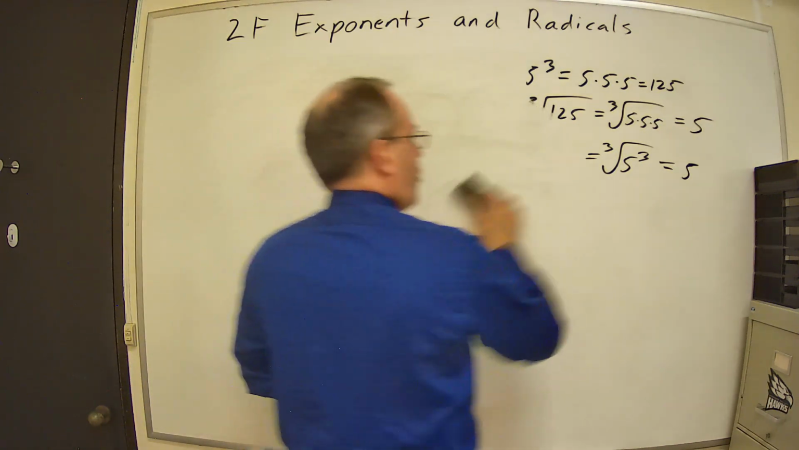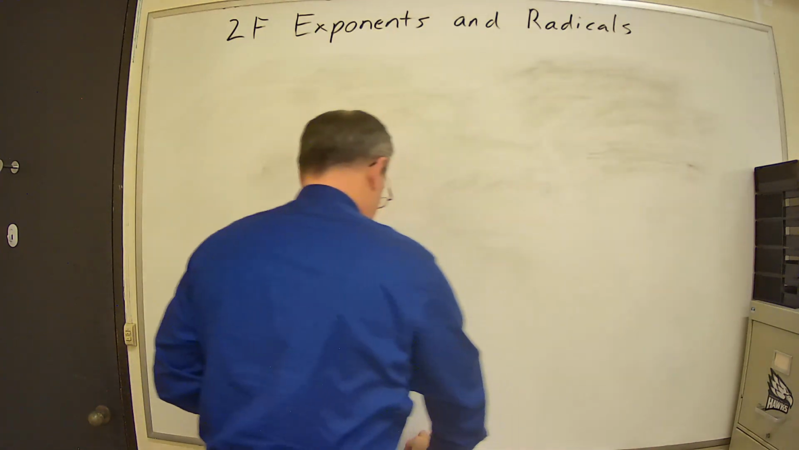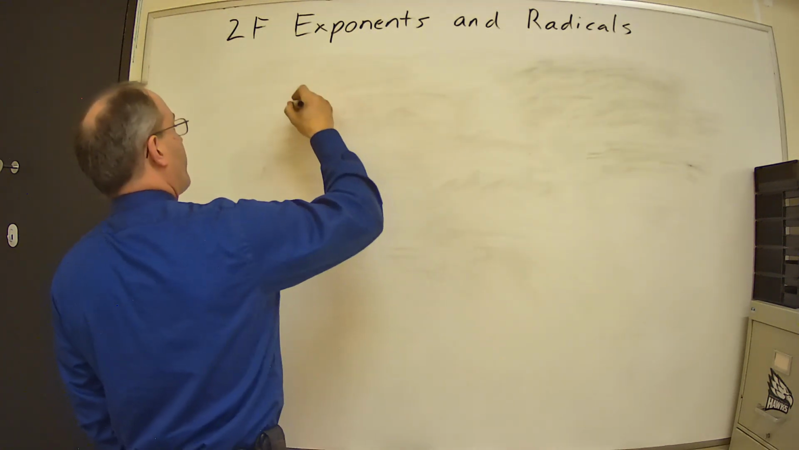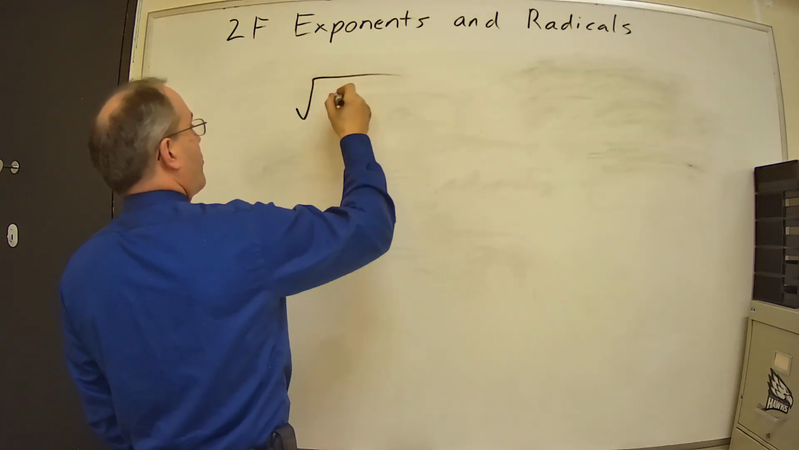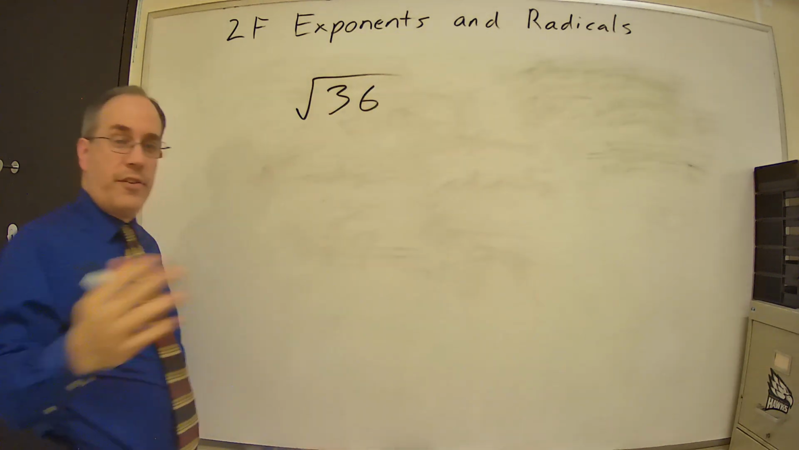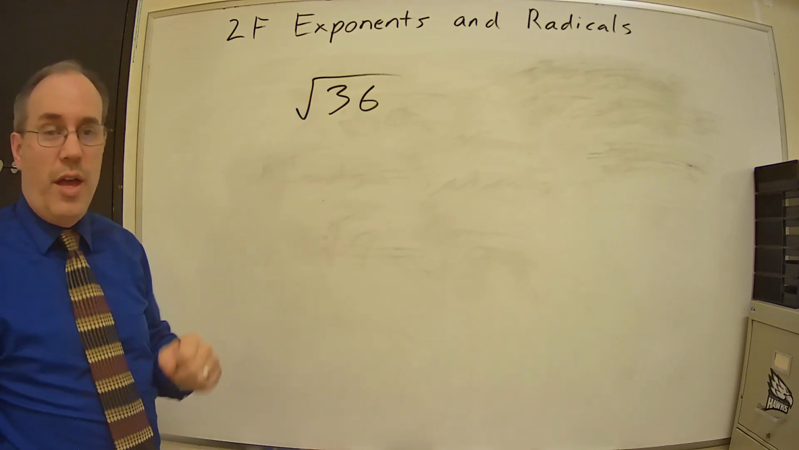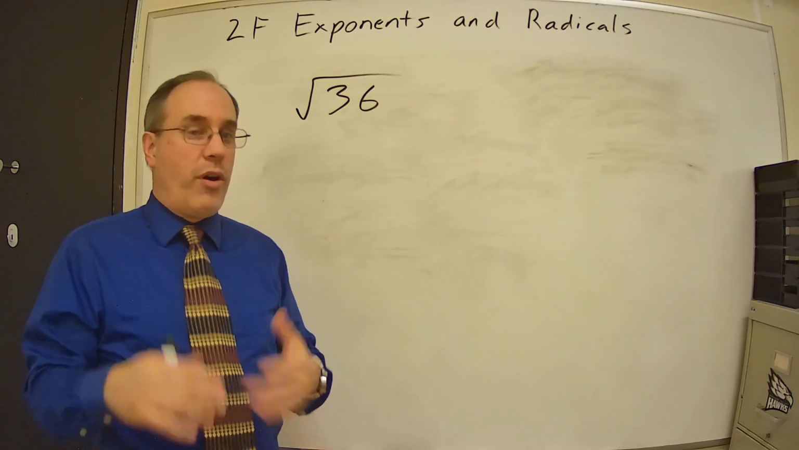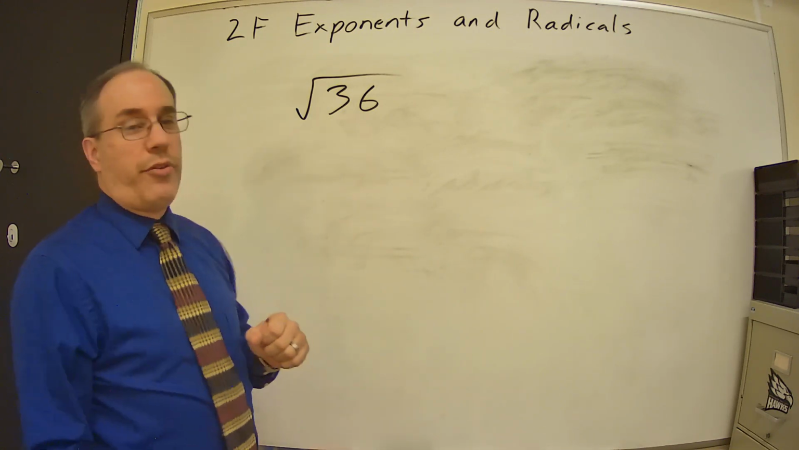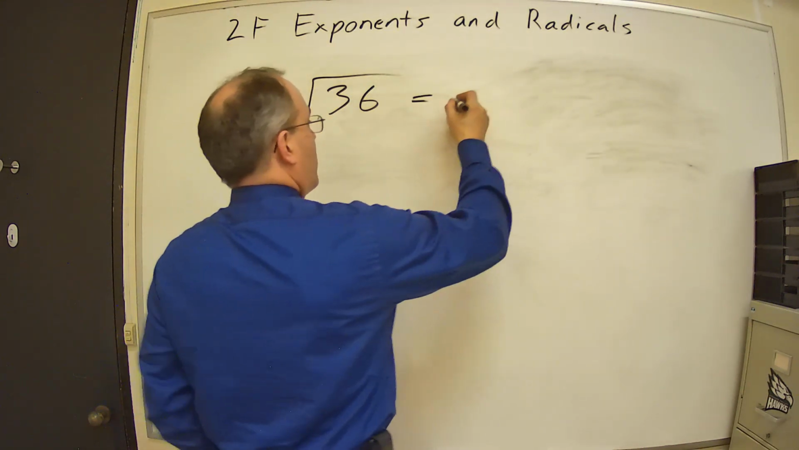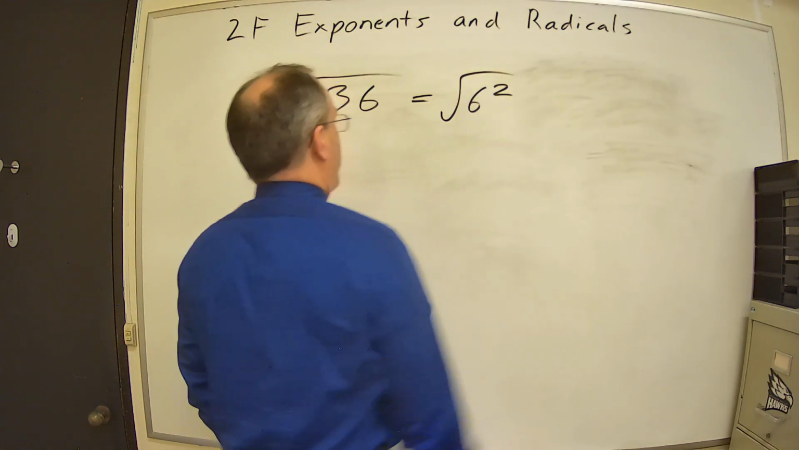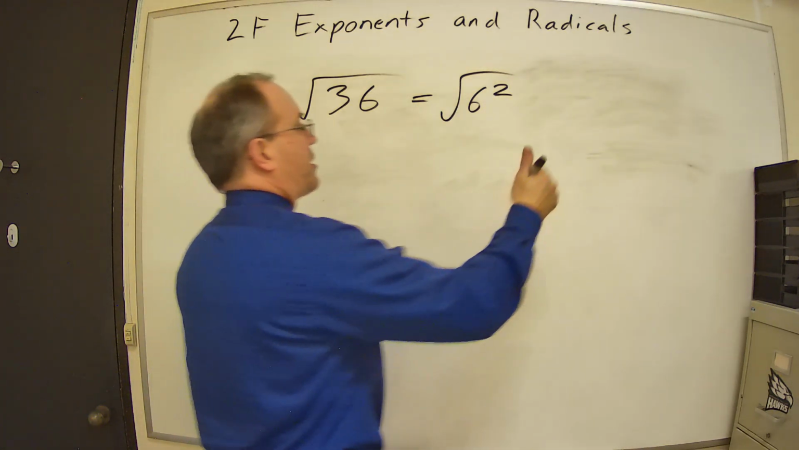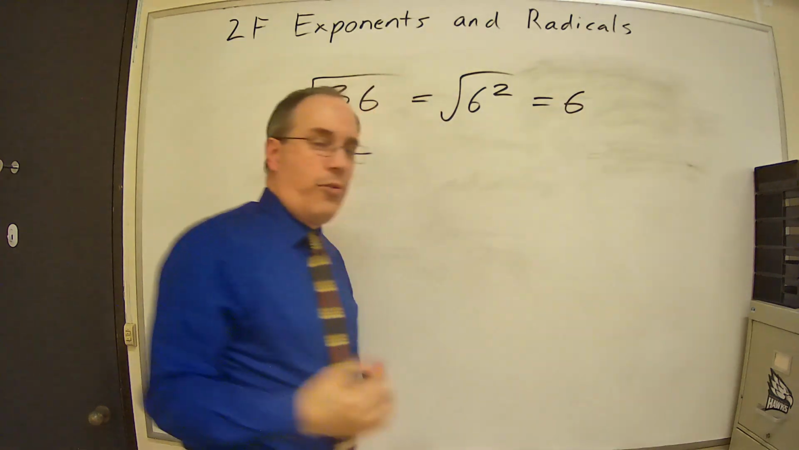So let's look at a couple of them. The square root of 36. Since it's a square root, I didn't put the index there. But what am I asking? I'm asking what number, if I take 2 of them and multiply together, or if I multiply it by itself, will give me 36. So I can look at that and go, well, that's 6 squared, right? 6 squared is 36. So I'm taking the square root of 6 squared, or 6.